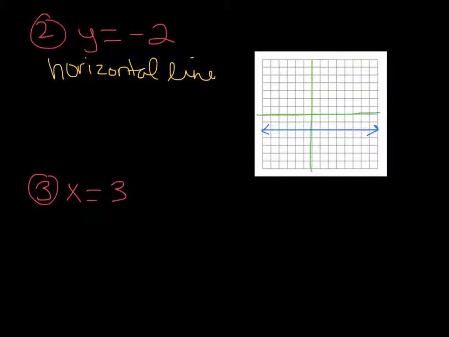So based on what we know from the previous lesson with slope, if you have a horizontal line, the slope is 0. The other thing that's kind of interesting is that if you think about it, our y-intercept is the place where we touch the y-axis, which is right here at -2.